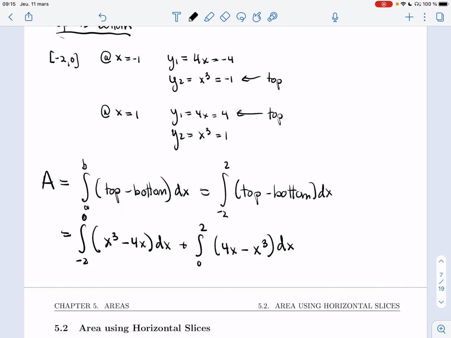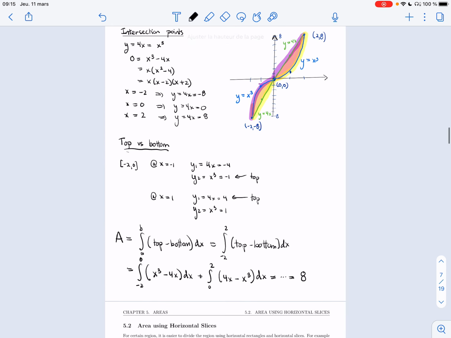I know you guys know how to integrate these, so let me just give you the answer. That way, if you want to practice a bit more, you can try it. It should give you 8. Right, so the total area is 8. In fact, each of the two pieces would give you 4.